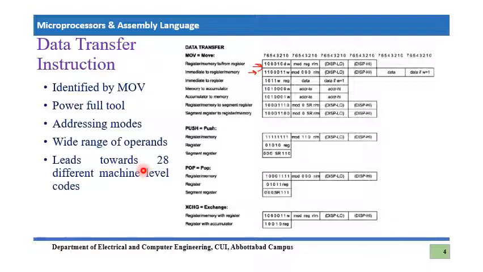It leads towards 28 different machine level codes. As you can see, there are different aspects of programming which are combinations of ones and zeros, and every bit variation leads to a different aspect, or leads towards different scenarios. So a move statement alone is responsible for 28 different machine level codes. We are going to learn how once we deal with machine language translation.